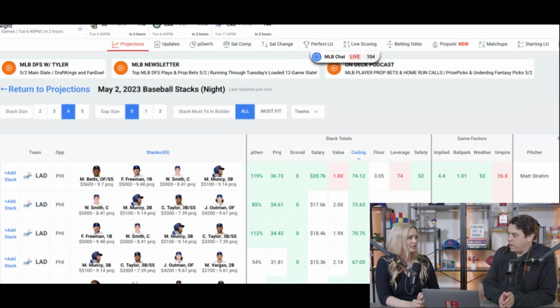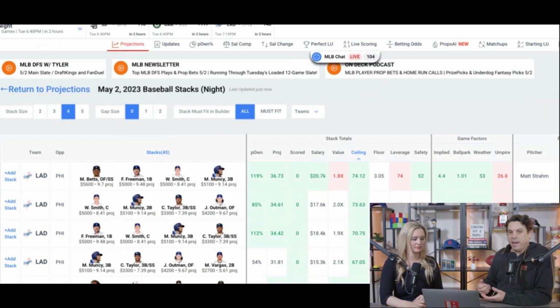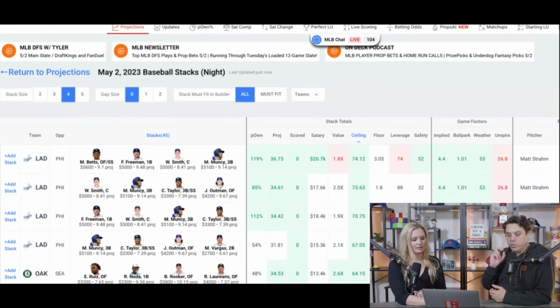If you're playing on FanDuel, if you're playing in one of the giant contests, I would be stacking 4 every single night. On DraftKings in the same big contest, I would be stacking 5 every night. So in both of those, stacking the max you're possibly allowed to.